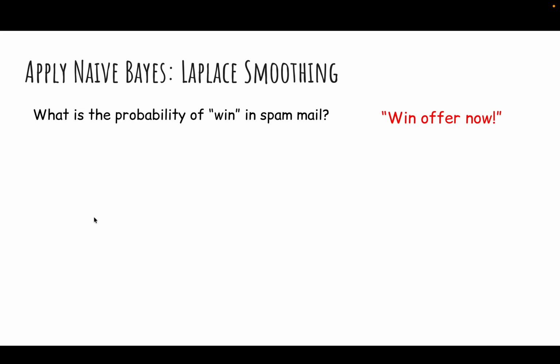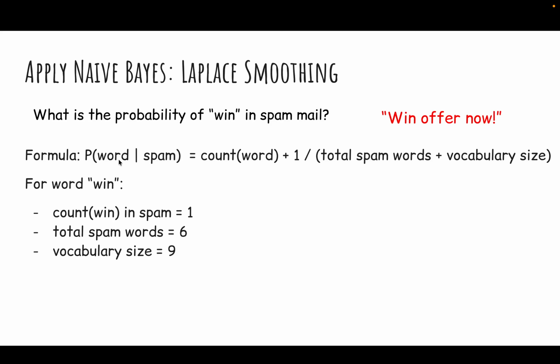So what is the probability of the word win in spam mail? To calculate this, we have this formula where the probability of the word given spam is equal to the count of the word plus 1. Now this plus 1 represents the Laplace smoothing, because in a testing data set there might be a chance of having a unique word which is not present in the training data set. This may lead to the numerator becoming 0. That's why we need to add plus 1 in the numerator. And in the denominator we have total spam words plus vocabulary size.